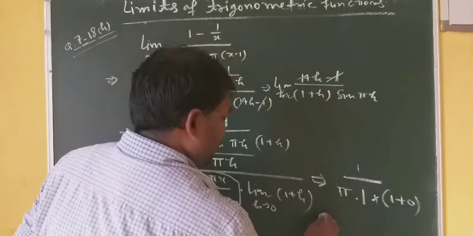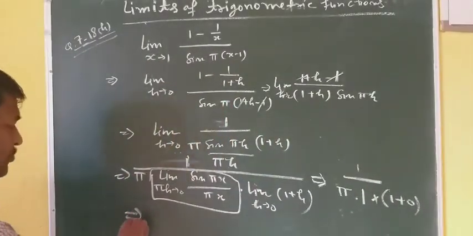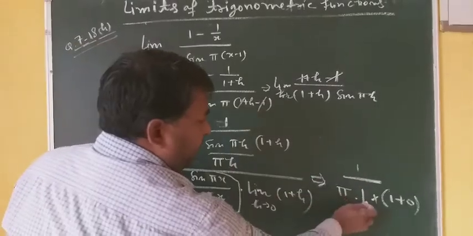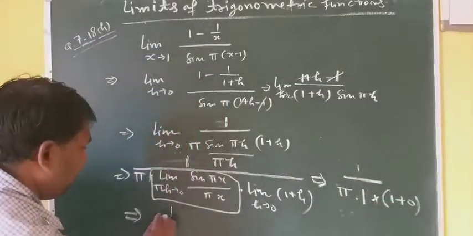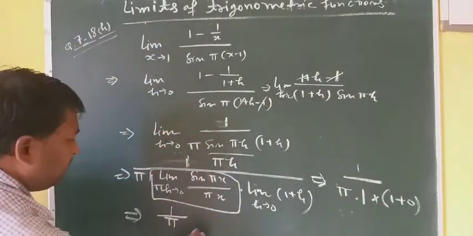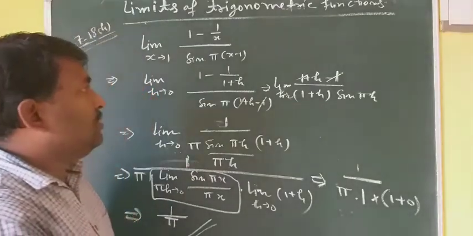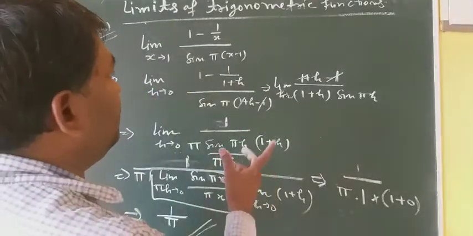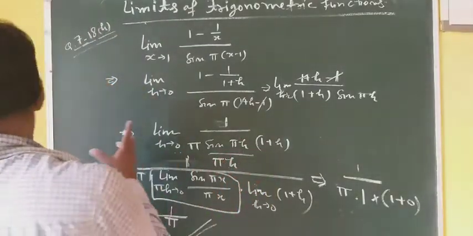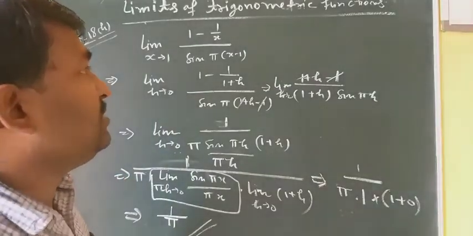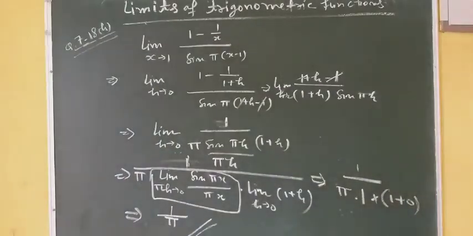So your final answer is 1 upon pi into 1, so your final answer is 1 upon pi. This is your answer. In this way you can solve all other questions. I will try to make another lecture video from this exercise by taking some more numericals. Thank you so much.